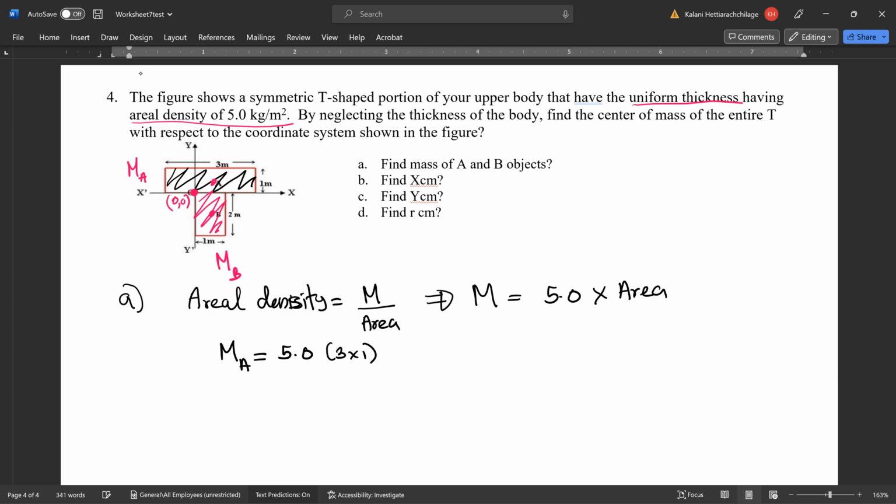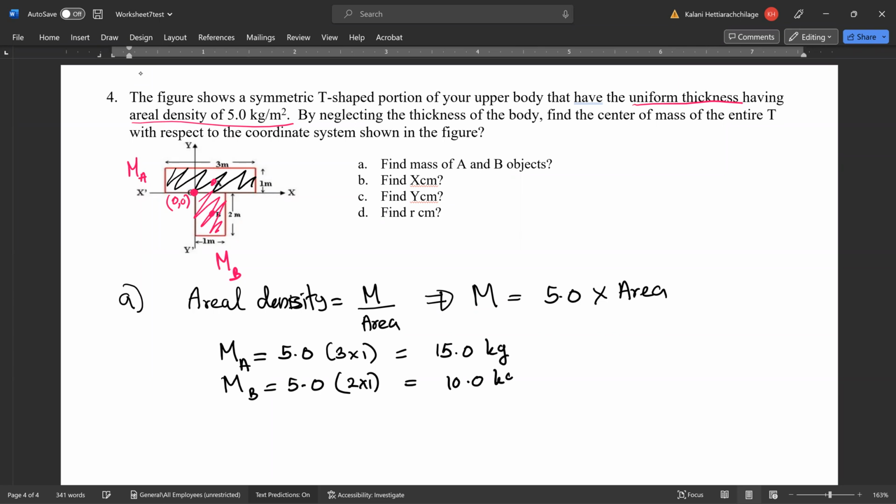Yes, that is 6, and that will be equal to, oh, that is 3 times 15, that will be equal to 15 kilograms, right? And do it for the B object also. Area density is still the same. Now for the B object, my red area is 2 times 1. That will be 10 kilograms.